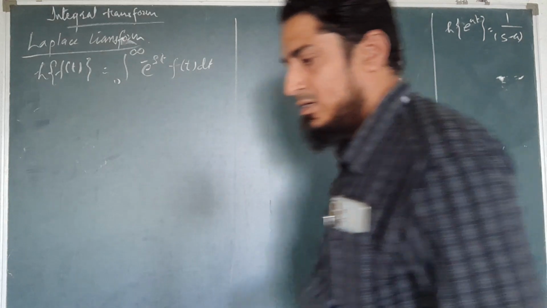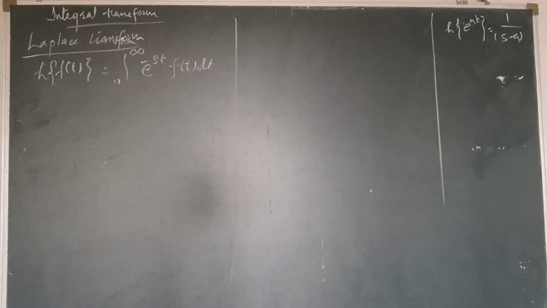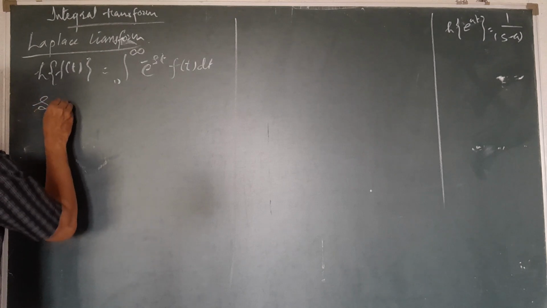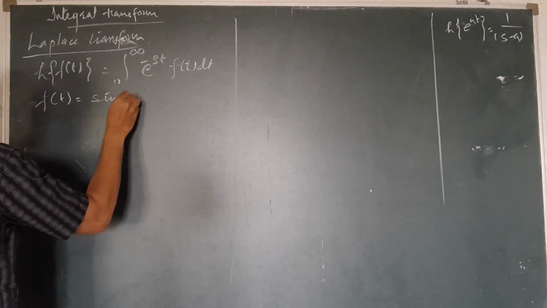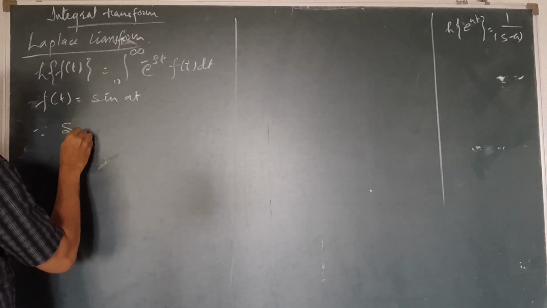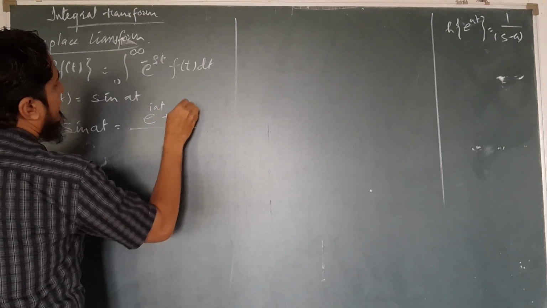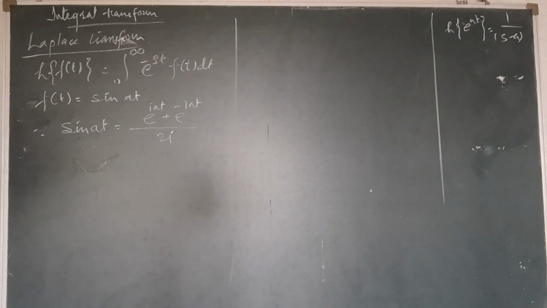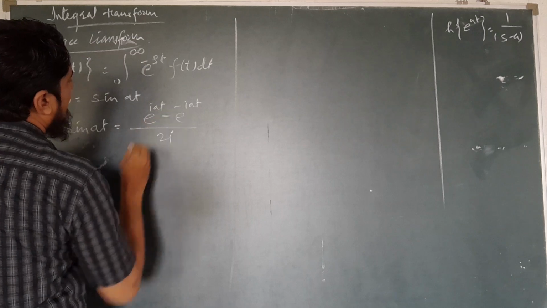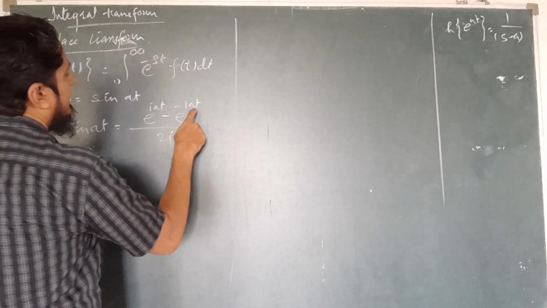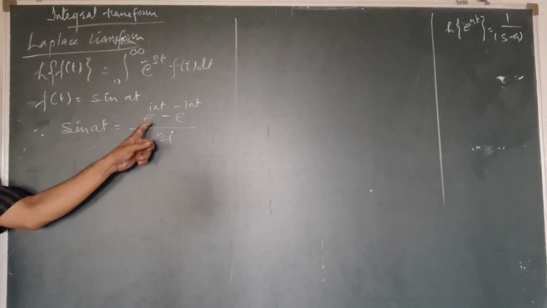Let's see sin at. f(t) is equal to sin at. And we know that sin at is equal to e raised to iat minus e raised to minus iat upon 2i. It is the exponential form of sin at.